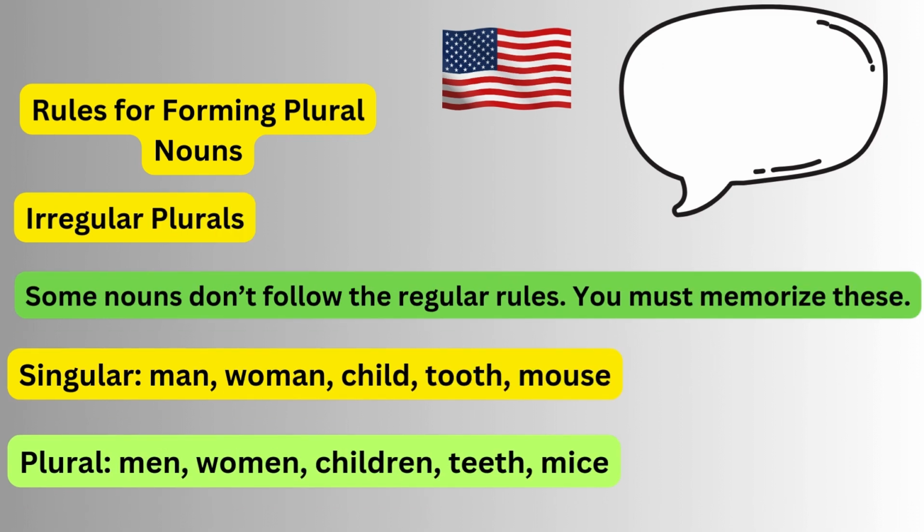Irregular plurals. Some nouns don't follow the regular rules. You must memorize these. Singular: man, woman, child, tooth, mouse. Plural: men, women, children, teeth, mice.